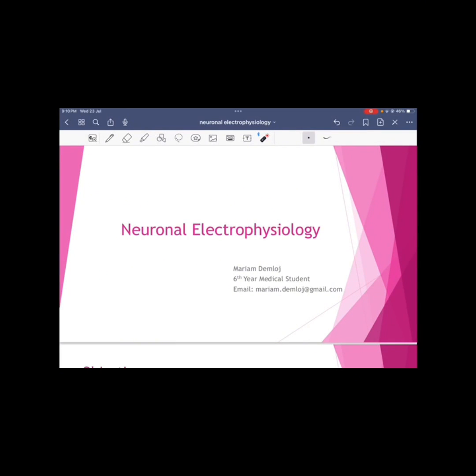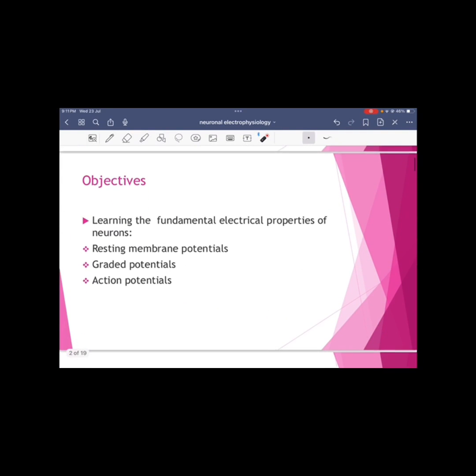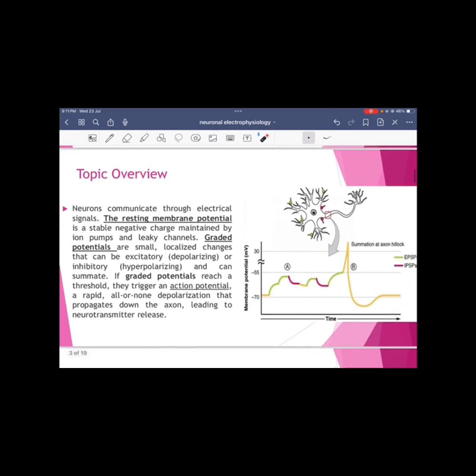Hello everyone, today we will talk about neuronal electrophysiology. In this video, we're going to learn three main things. First, we'll talk about how a nerve cell stays charged when it's resting, which is called the resting membrane potential. And second, we will see what happens when it gets a small electrical signal. This is called graded potentials. And finally, we'll explore the big electrical event called the action potential, which is how neurons actually send messages.